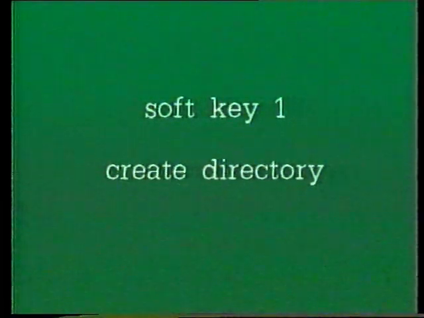To do that, using soft key number 1, which is labeled Create Directory, it then asks for a directory name, and we will call this subdirectory Instruction. Enter. We now want to execute that command, and you can see that we now have created a new subdirectory from the main data file entitled Instruction.